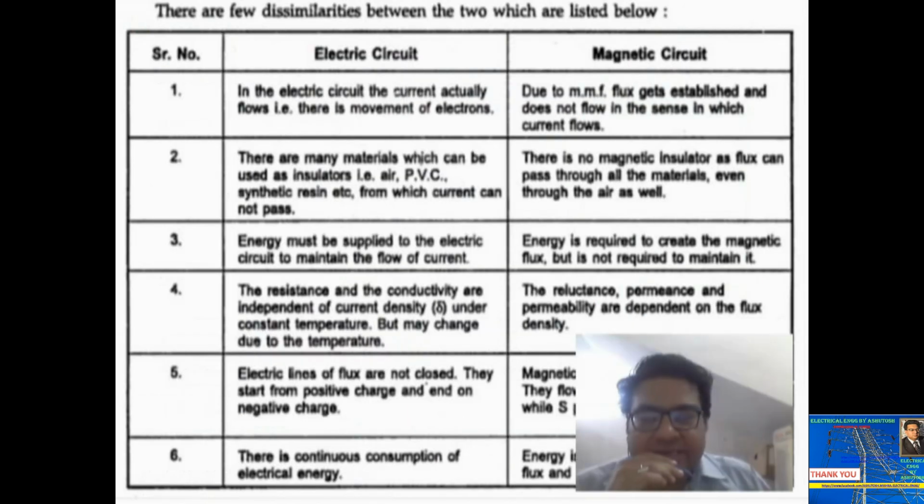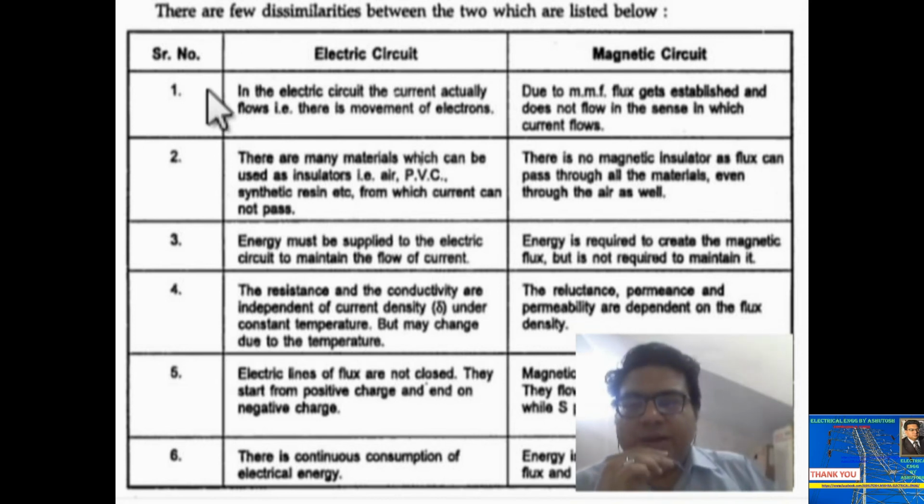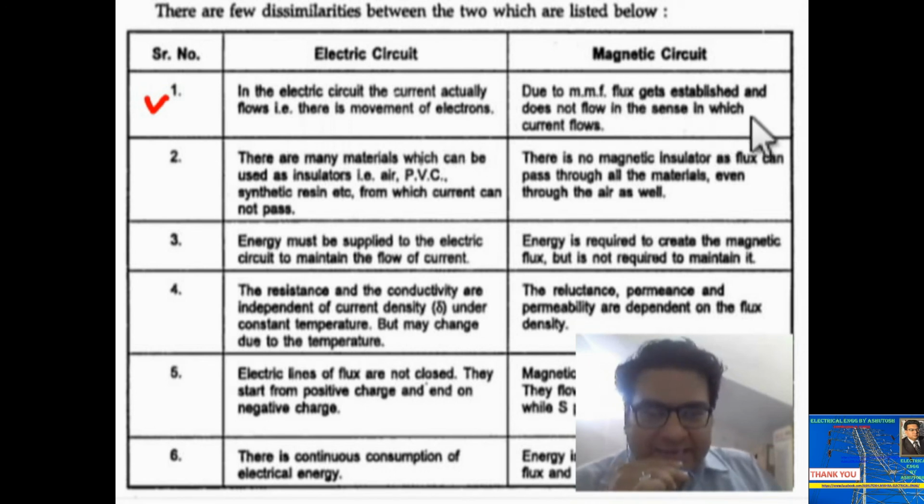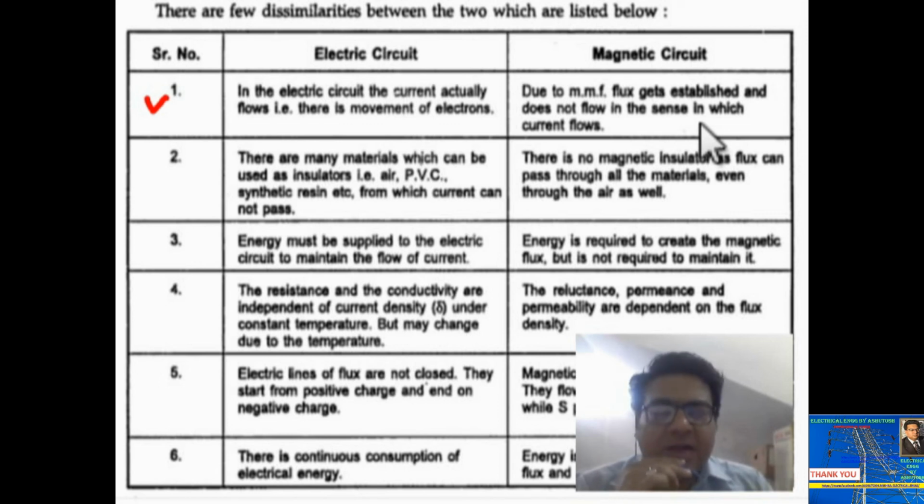So guys, now you can see these are the dissimilarities between the two circuits, between the electric circuit and the magnetic circuit. First point: in the electric circuit the current actually flows, there is movement of electrons, but in the magnetic circuit, due to MMF flux gets established and does not flow in the sense in which current flows. Basically, flux is set up in the iron core simultaneously at once. It does not flow actually, it sets up in the iron core, but in the electric circuit current flows.